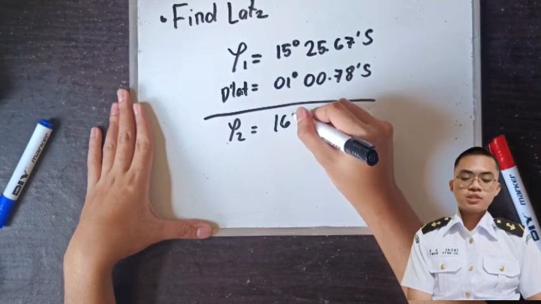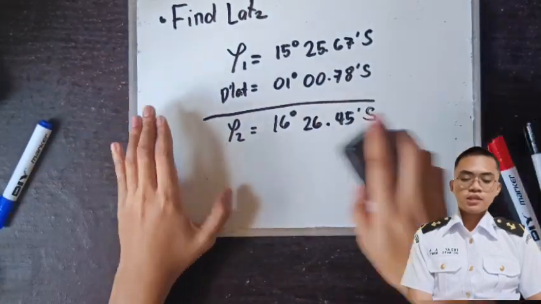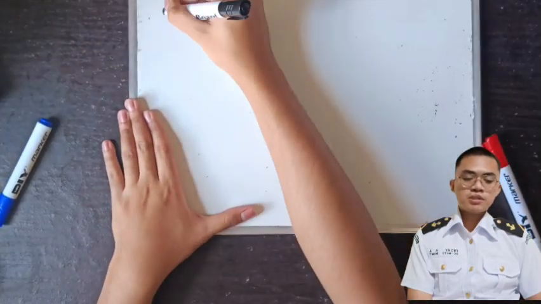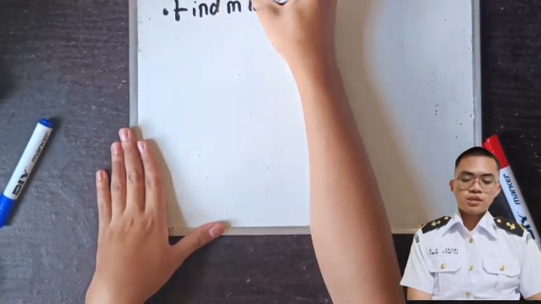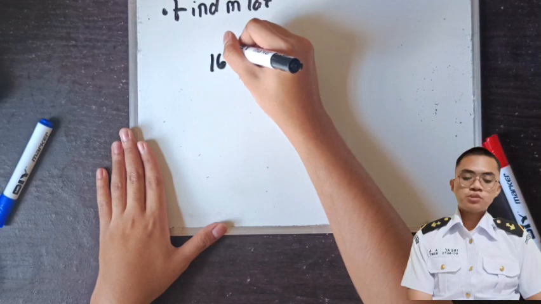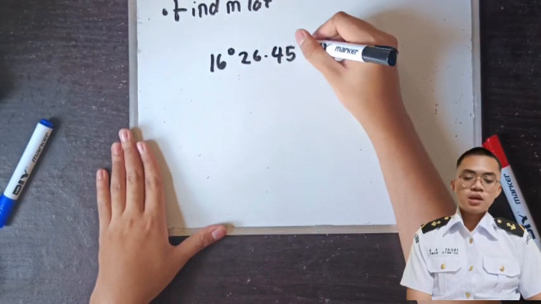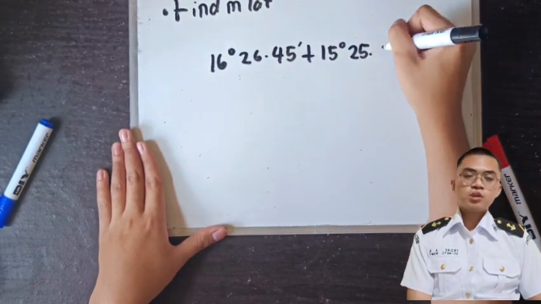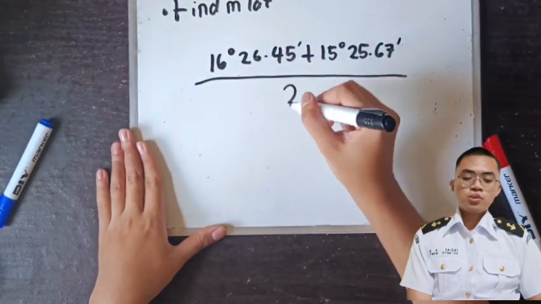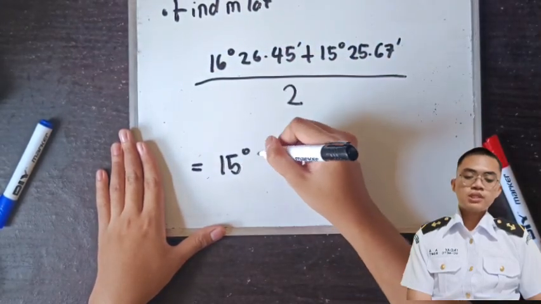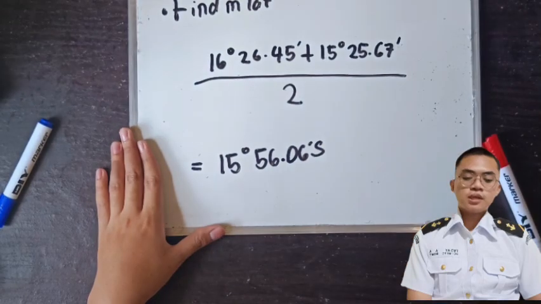Then the next step is to find mlat. Since both latitudes are in the same hemisphere, we must add. We have 16 degrees 26.45 minutes plus 15 degrees 25.67 minutes over 2, we have 15 degrees 56.06 minutes south.